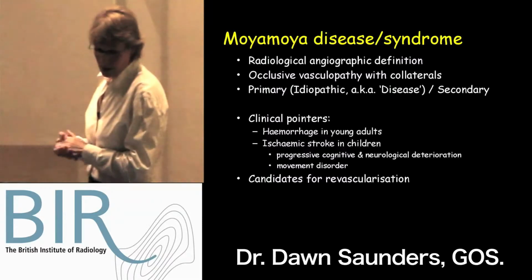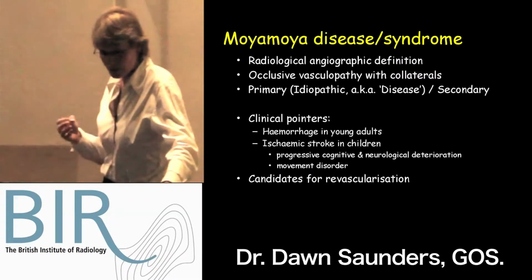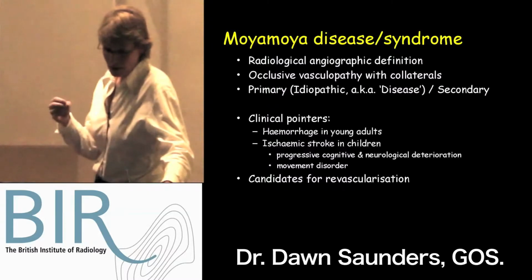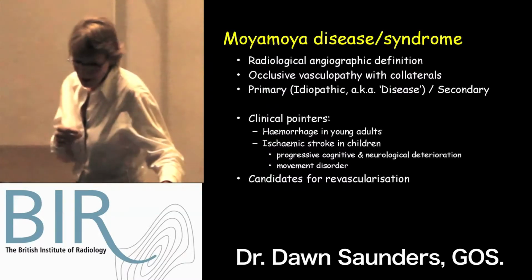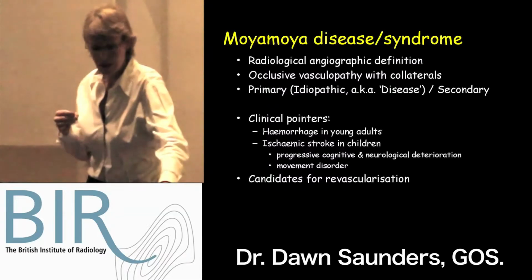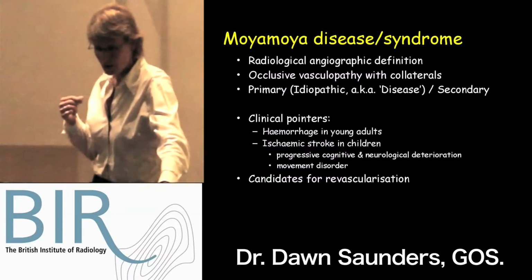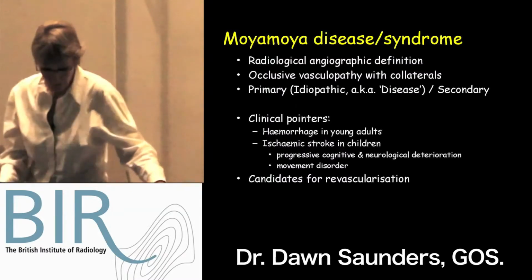This is a radiological angiographic definition. It's an occlusive vasculopathy with collaterals. The collaterals are Moyamoya collaterals, and I'll show you they are described in the Japanese literature as a puff of smoke. Clinical pointers are hemorrhages in young adults, ischemic stroke in children with a progressive cognitive and neurological deterioration, and sometimes a movement disorder as a result of basal ganglia involvement.